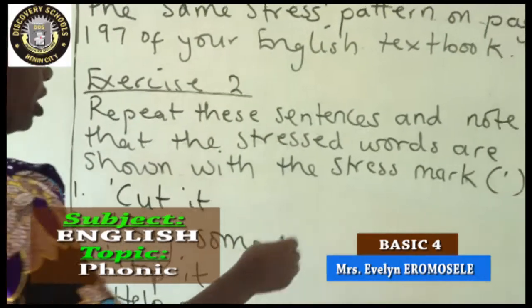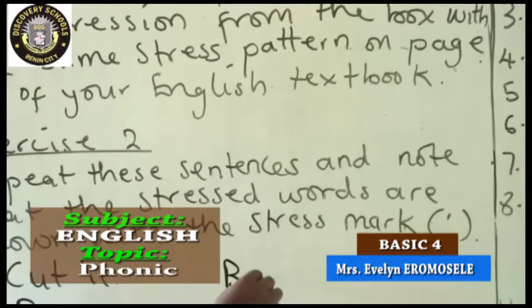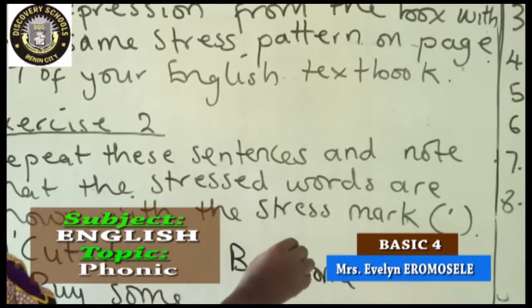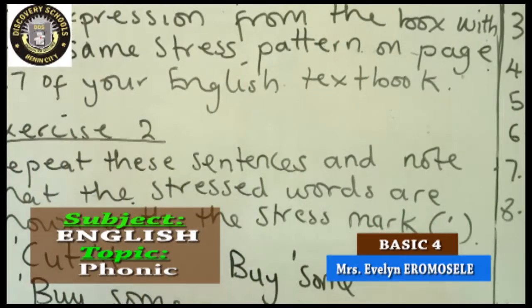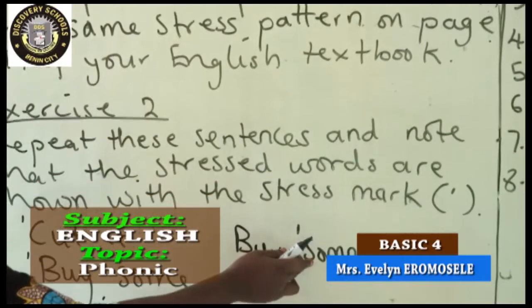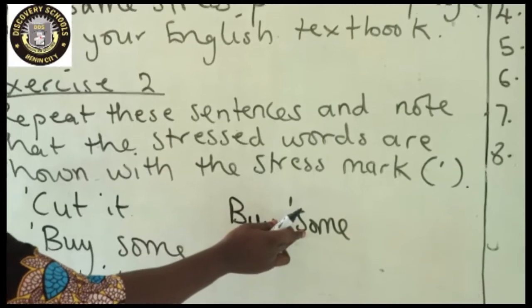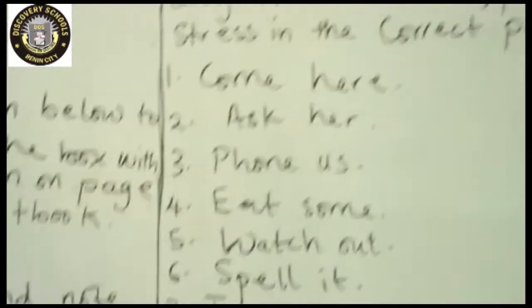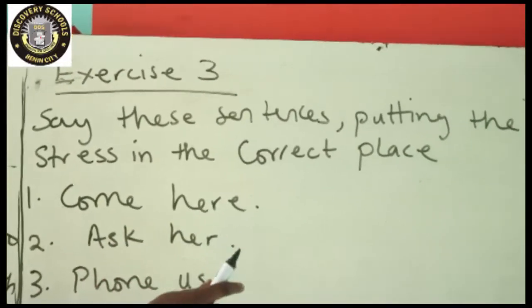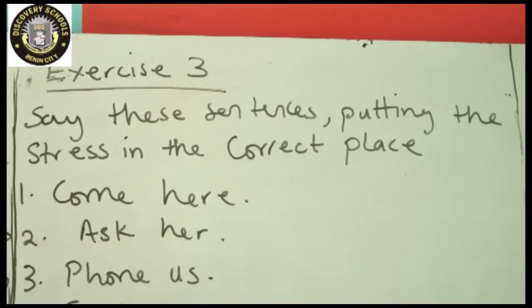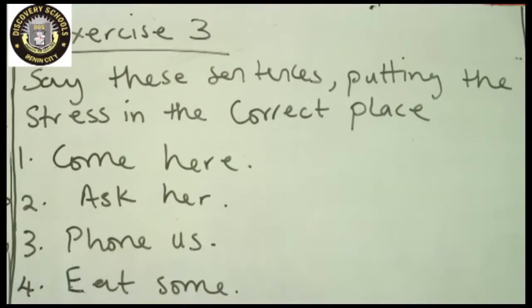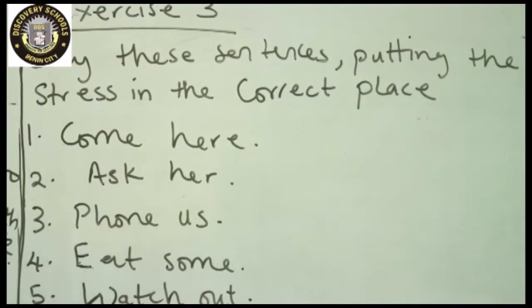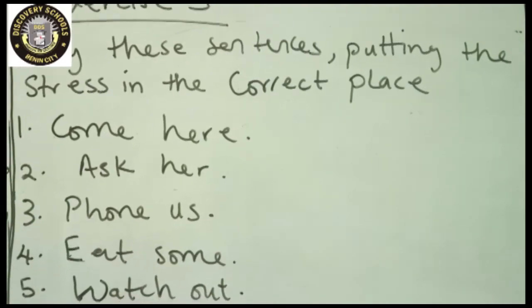For example, if I have a word like this, buy some, this is an example, and the mark is here, it means that the first is not stressed, but the second syllable is stressed. That is an example. All right, for the next exercise, you are going to say these sentences putting the stress in the correct place, like I did for you here. What are these sentences?